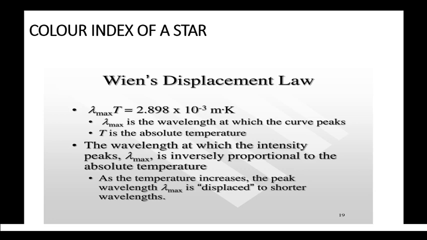So what happens as the temperature increases? As the temperature increases, the peak wavelength is displaced or shifted to shorter wavelength. So that is Wien's displacement law, which will help us to determine the temperature of the stars by determining the wavelength. So see, knowing the value of lambda, you can calculate T from there. And vice versa, knowing the value of T, you can measure the wavelength coming from the star.